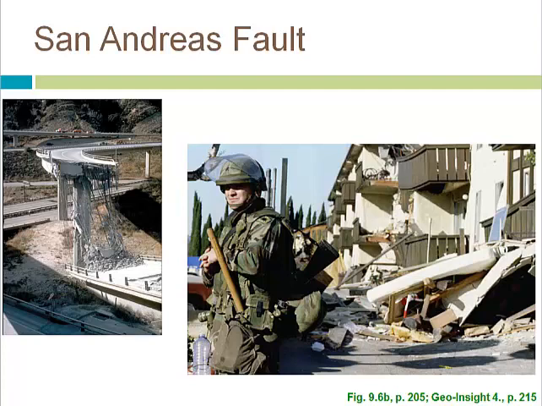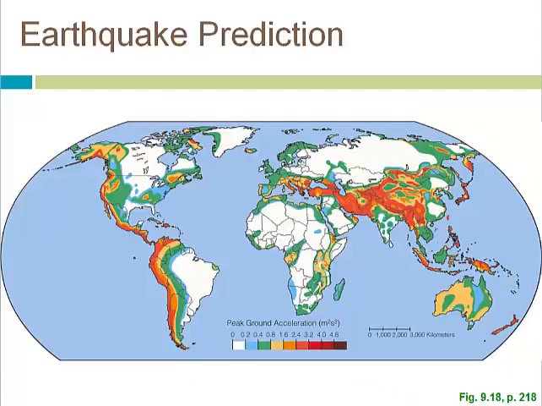I mean, we try to do a pretty good job, but they do fail and people do die when they're sitting on these overpasses. So how do we predict earthquakes? Well, we know that they're going to happen along the Pacific Rim, and they're also going to happen in the Eurasian, Indian, Mediterranean zones because of where those continents are interacting.